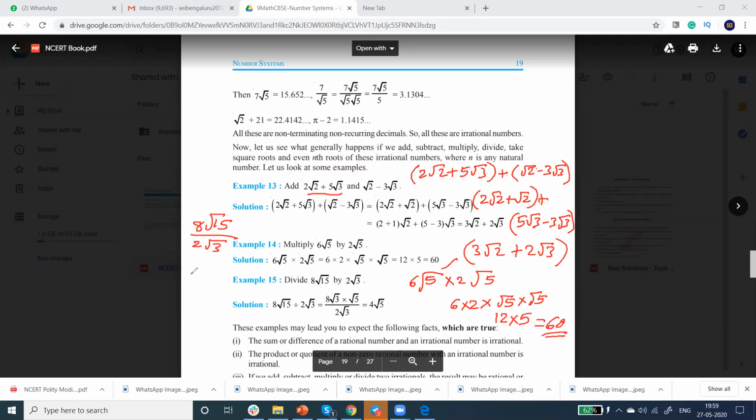Similarly, divide 8 root 15 by 2 root 3. Now this is 8 by 2 into root 15 by root 3. 8 by 2 means 4, into root 15. Root 15 is root 3 into root 5, so root 15 by root 3: this root 3 and that root 3 will be cancelled, numerator and denominator. What is the final value? 4 root 5 is the final answer. Can you note it down?